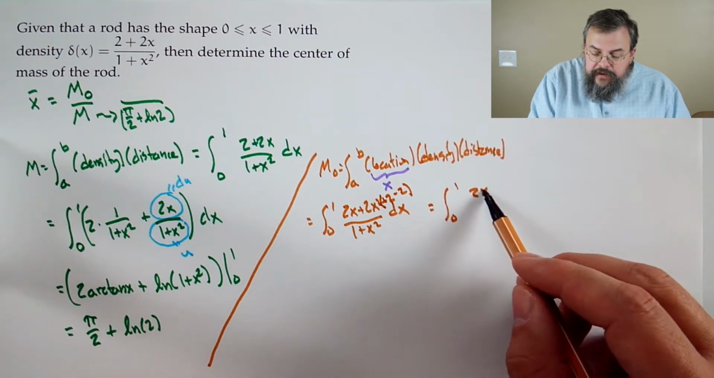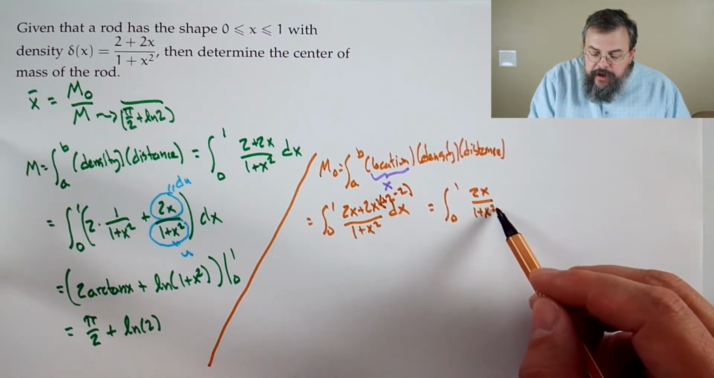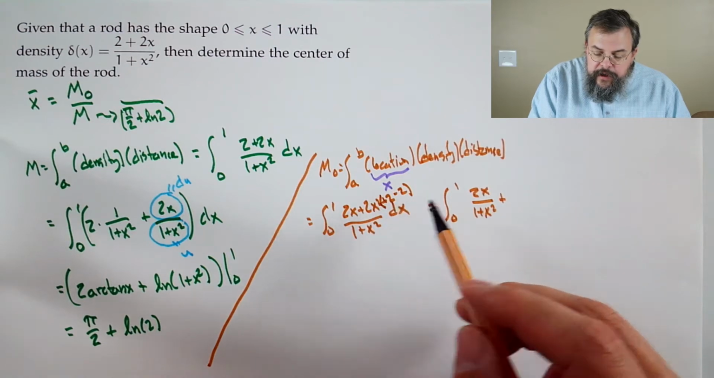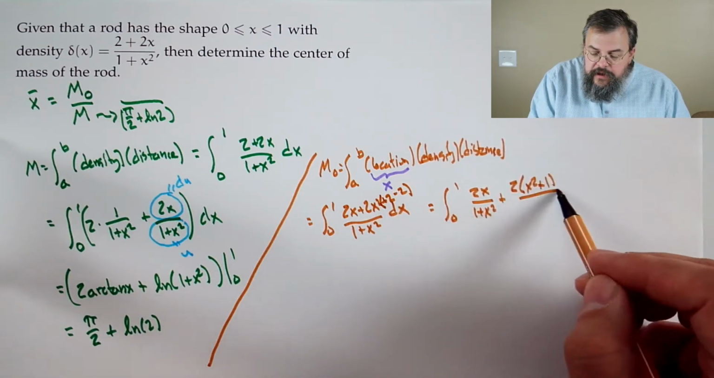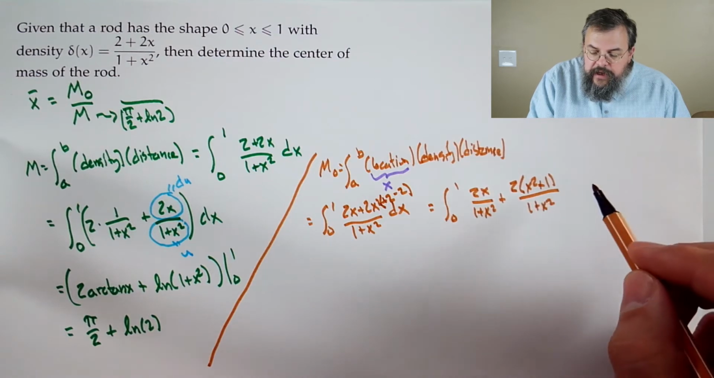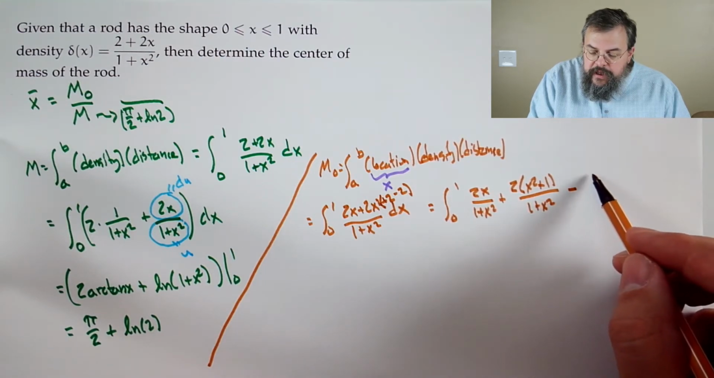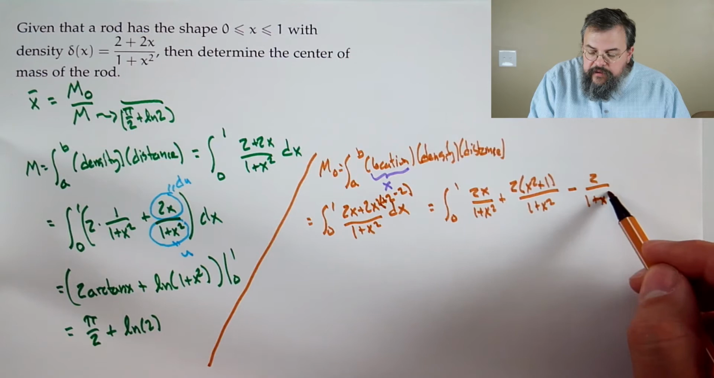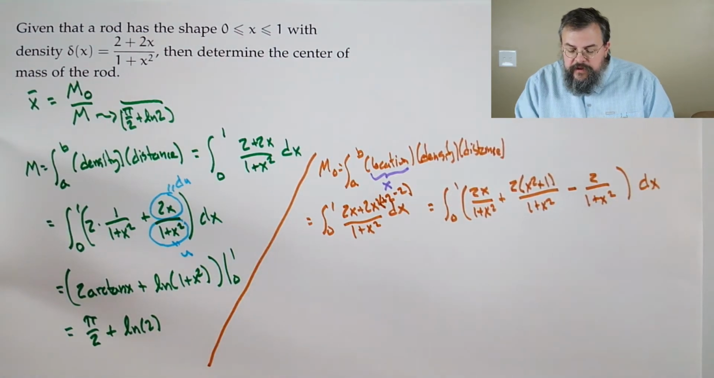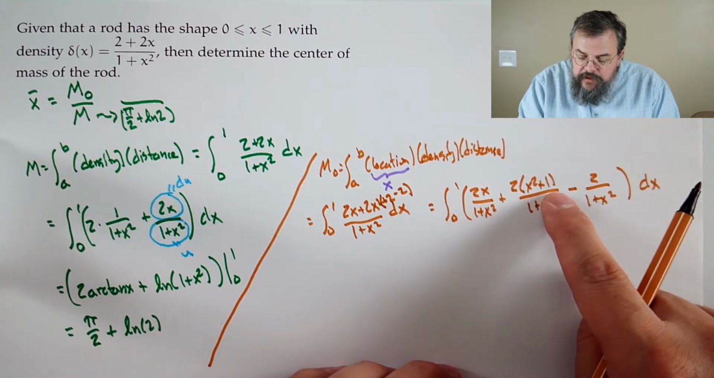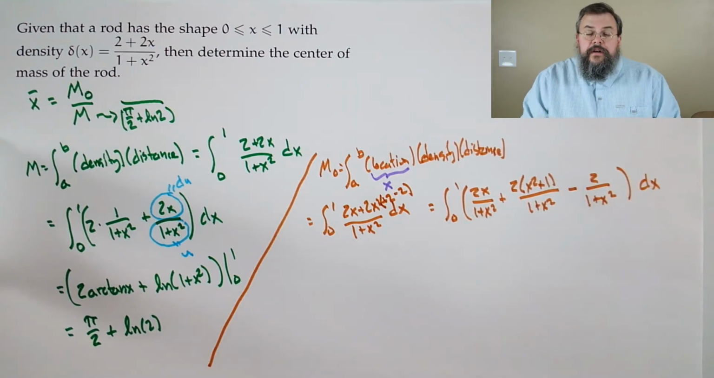Well, you'd have the following. You'd have 2x over 1 plus x squared. Then your next two terms would be 2 times x squared plus 1 over 1 plus x squared. And then your last term would be minus 2 over 1 plus x squared. All right? So you can convince yourself that the plus 2 and the minus 2 cancel out, and everything works as you would think.